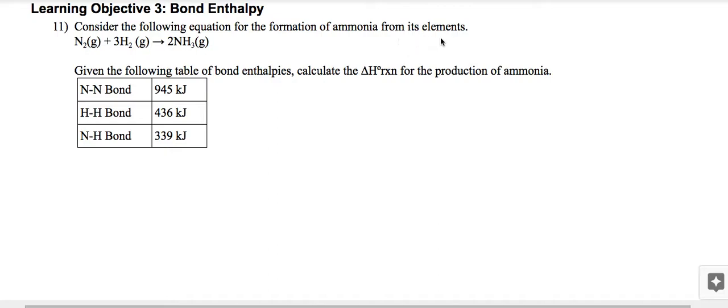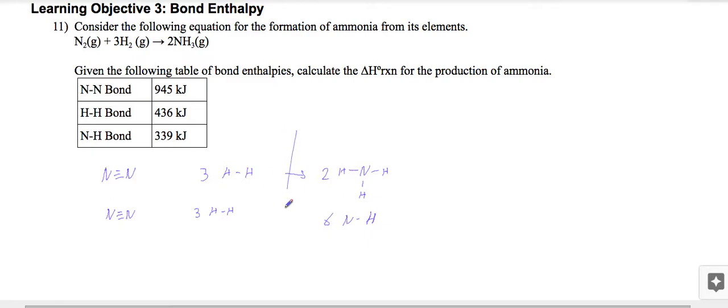We have another bond enthalpy problem, so we're back to learning objective 3. We can look at the different values we have here, and we have to draw out our Lewis structures first. We have three H, and we have N. All right, and we have 2 of those. So we have 1 nitrogen to nitrogen bond, 3 hydrogen to hydrogen bonds, and 6 nitrogen to hydrogen bonds.